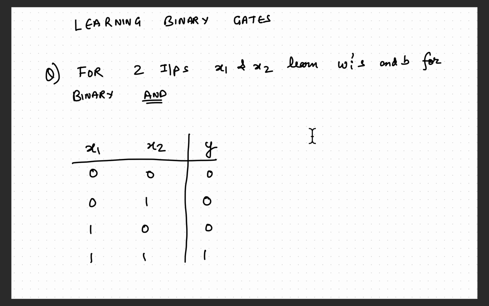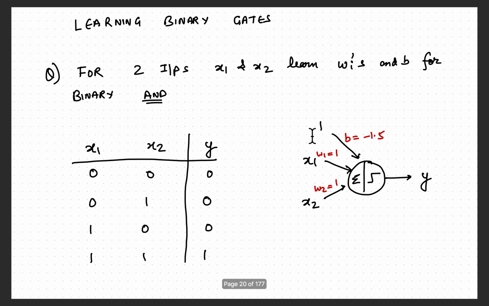I'm assuming you spent a minute, paused the video, and thought through this. The answer which I have is w1 is 1, w2 is 1, and b is minus 1.5. One way to think about how to come up with these weights is to see that only when x1 and x2 are 1 do you want the output to be 1, or you want summation wi xi plus b to be greater than 0. So w1 is 1, multiplied with 1 we get 1, plus w2 is 1, multiplied with x2 equal to 1, you get 2, minus 1.5, you get 0.5, which is greater than 0, and thus we get the last row.